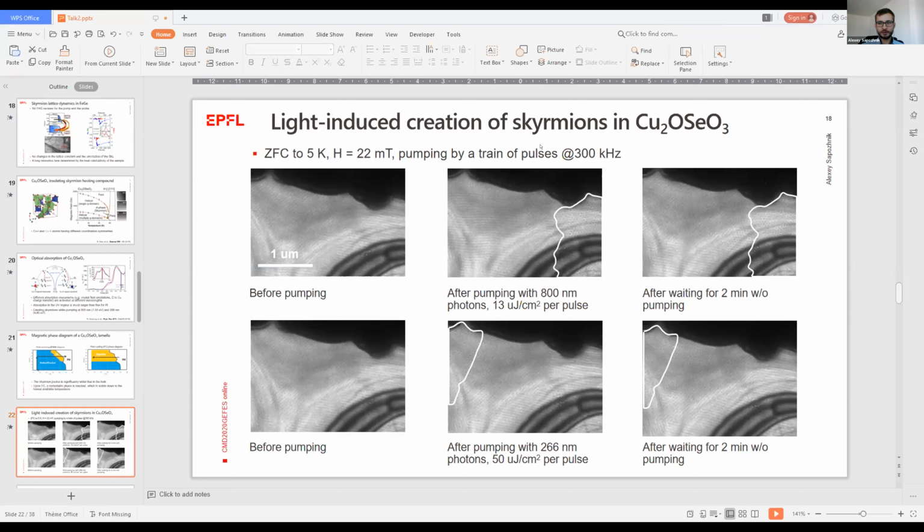However, the fluence necessary for creating skyrmions is different for the two different wavelengths. Therefore, this is a strong indication that it's not a simple thermal process, but other mechanisms are involved in skyrmion creation in this case. So it's still a follow-up question.